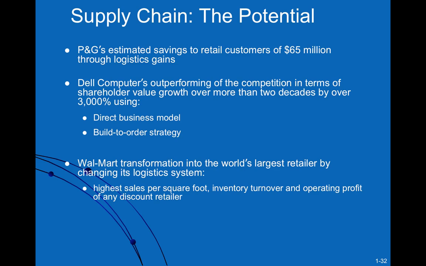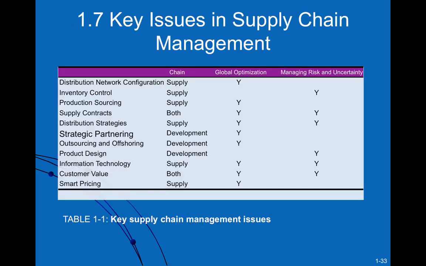Walmart, of course, everyday low prices, we know that's their motto. Well, they obtained that by really improving the supply chain. That's what it is built on, literally. Walmart's competitive advantage: higher sales per square foot, inventory turnover, and operating profit of any discount retailer. All right.